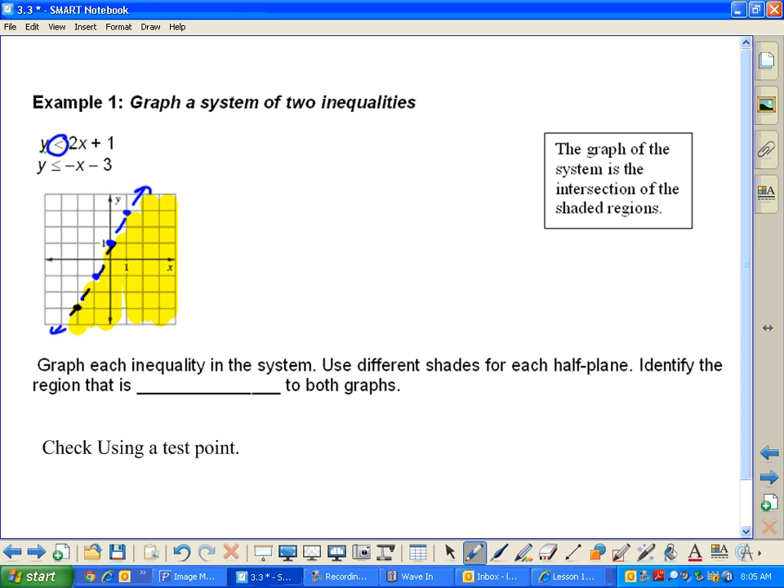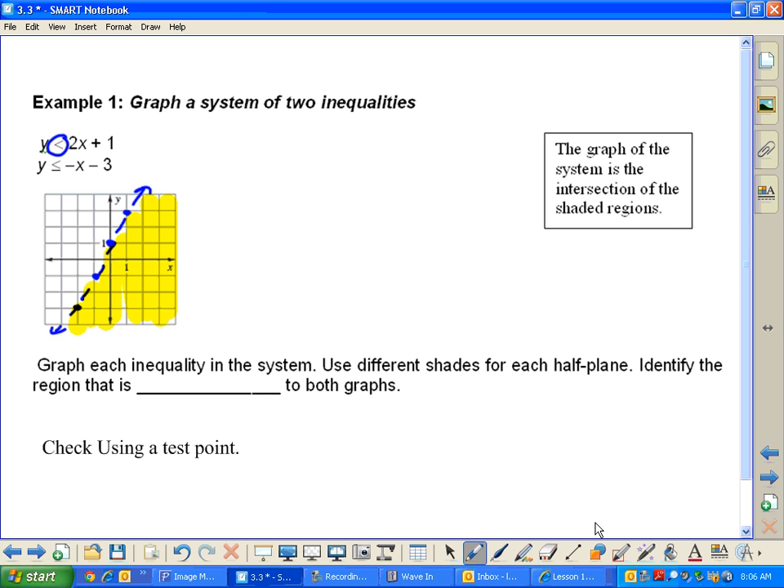If you're not sure, you can test. I would test the origin. I've said that a couple times already. If I test the origin, 0 is less than 2 times 0 plus 1. 0 is less than 1, so I should have shaded where the origin was, and I did. Are there questions about how or why I shaded or drew dashed or got that particular line? No? Now we get to do it again.